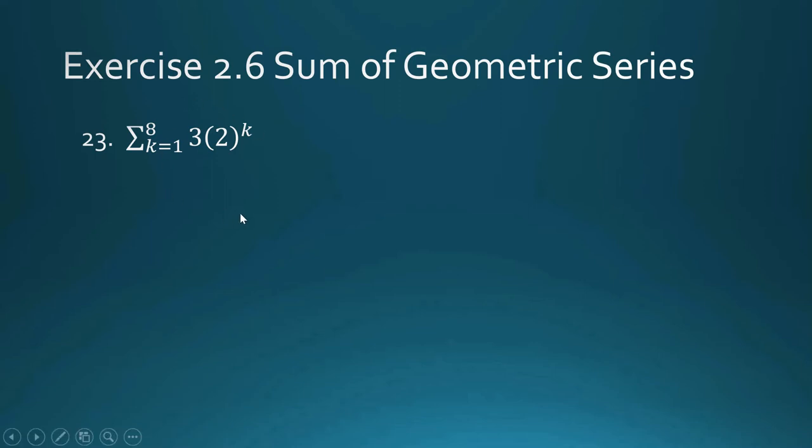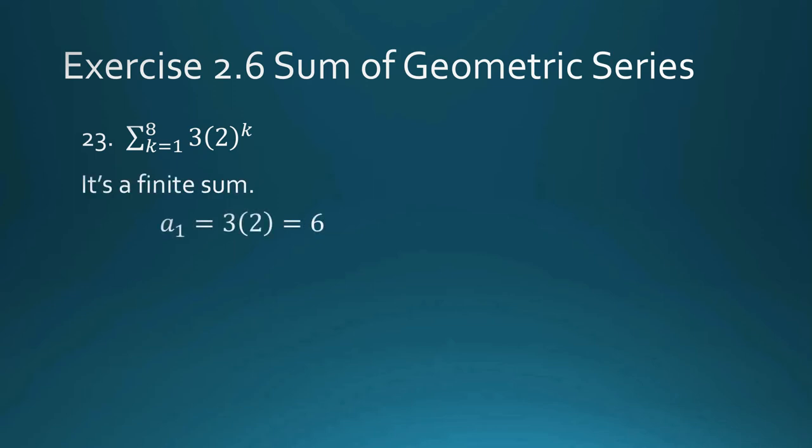So how do you read this? This is read as the summation of 3 times 2 raised to k. K ranges from 1 to 8. So you have 8 terms, 8 terms of a geometric sequence. You will get the sum of that finite geometric sequence, and we have a formula to get that sum. We even prove that formula.